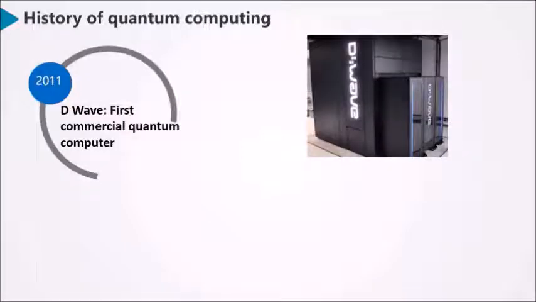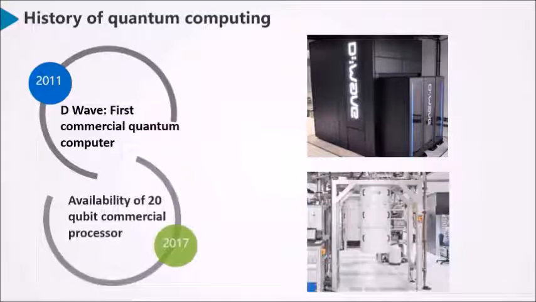In 2011, D-Wave developed quantum annealing and introduced their product called the D-Wave 1 for the first time. In November 2017, IBM announced the availability of its most powerful 20-qubit commercial processors.